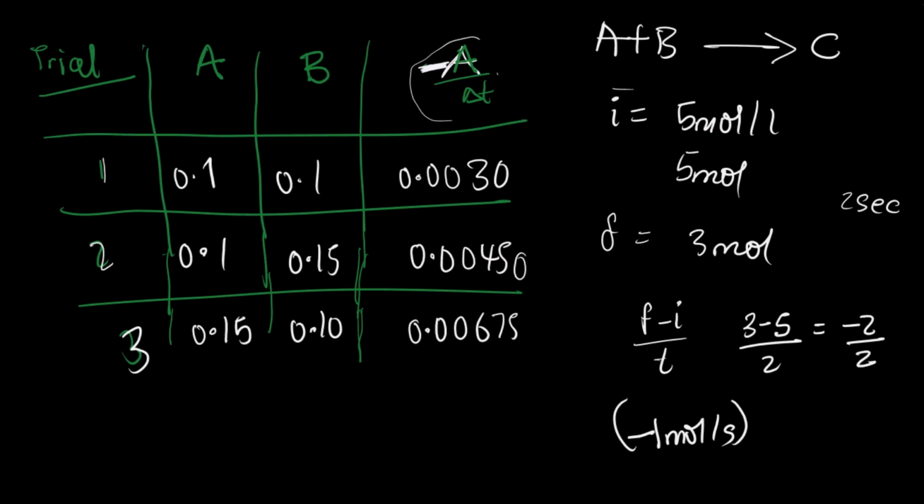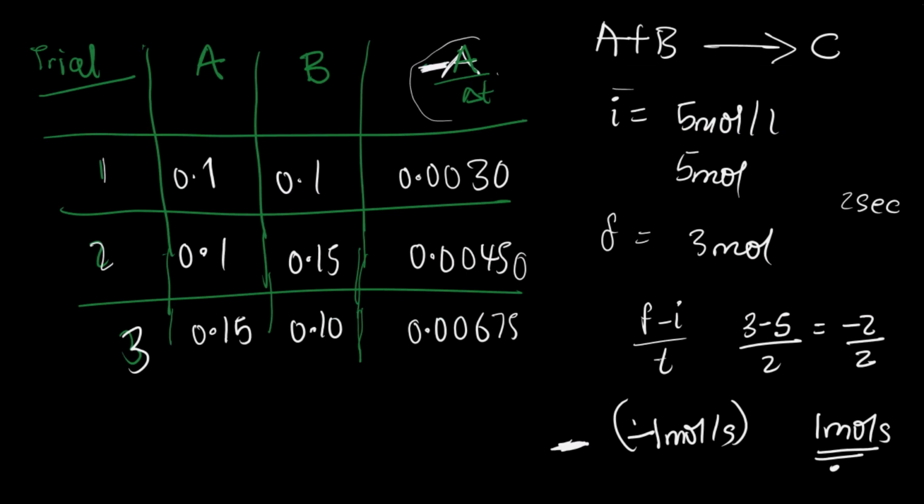However, the negative that we have here helps to deal with having a negative rate. So this negative multiplied by this negative would give us a positive 1 mole per second. And conventionally, rate is always positive, just as time is always positive as well.